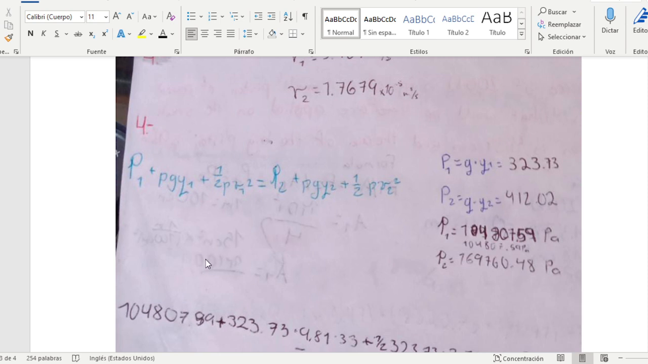Calculate the pressure difference of two faucets using Bernoulli's principle. This was horrible. I didn't have the idea of how to do this, so I hope I did it right.